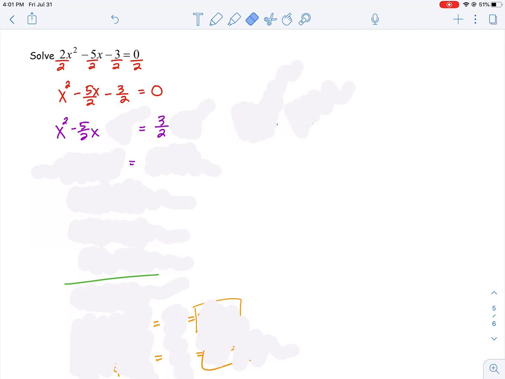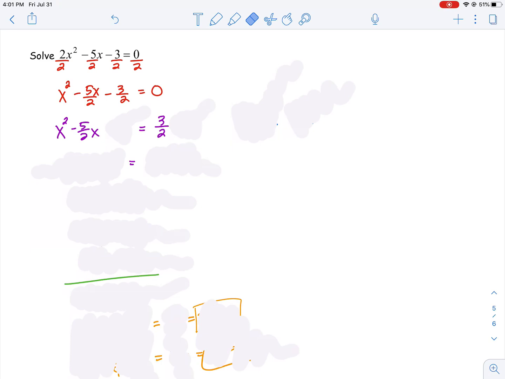halves equals 0. Now let's get the variables to one side and the number that doesn't have a variable to the other side. So I'm going to take that minus 3 halves and add it to the other side. So now I have the equation x squared minus 5 halves x equals 3 halves. Let's go ahead and finish completing the square.